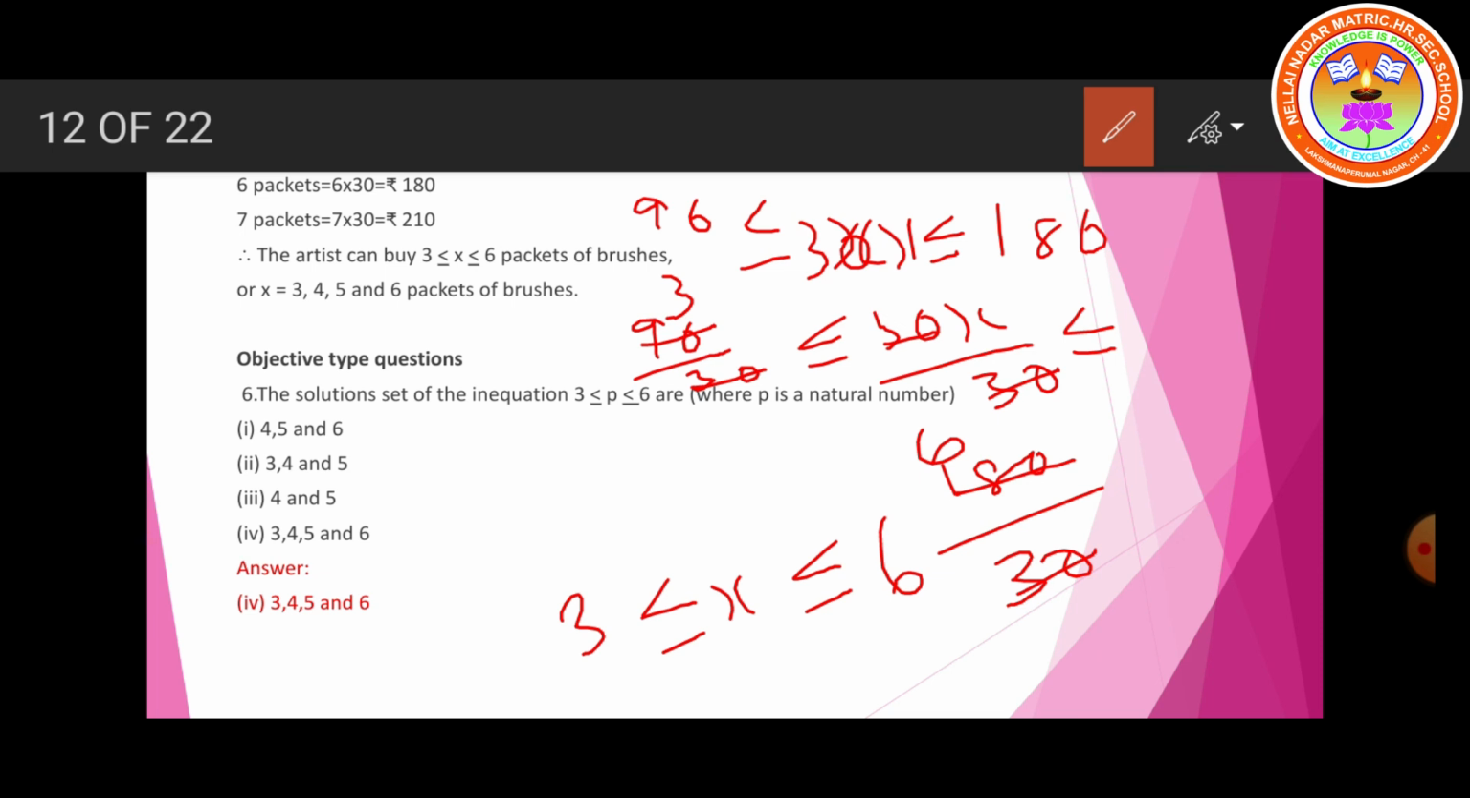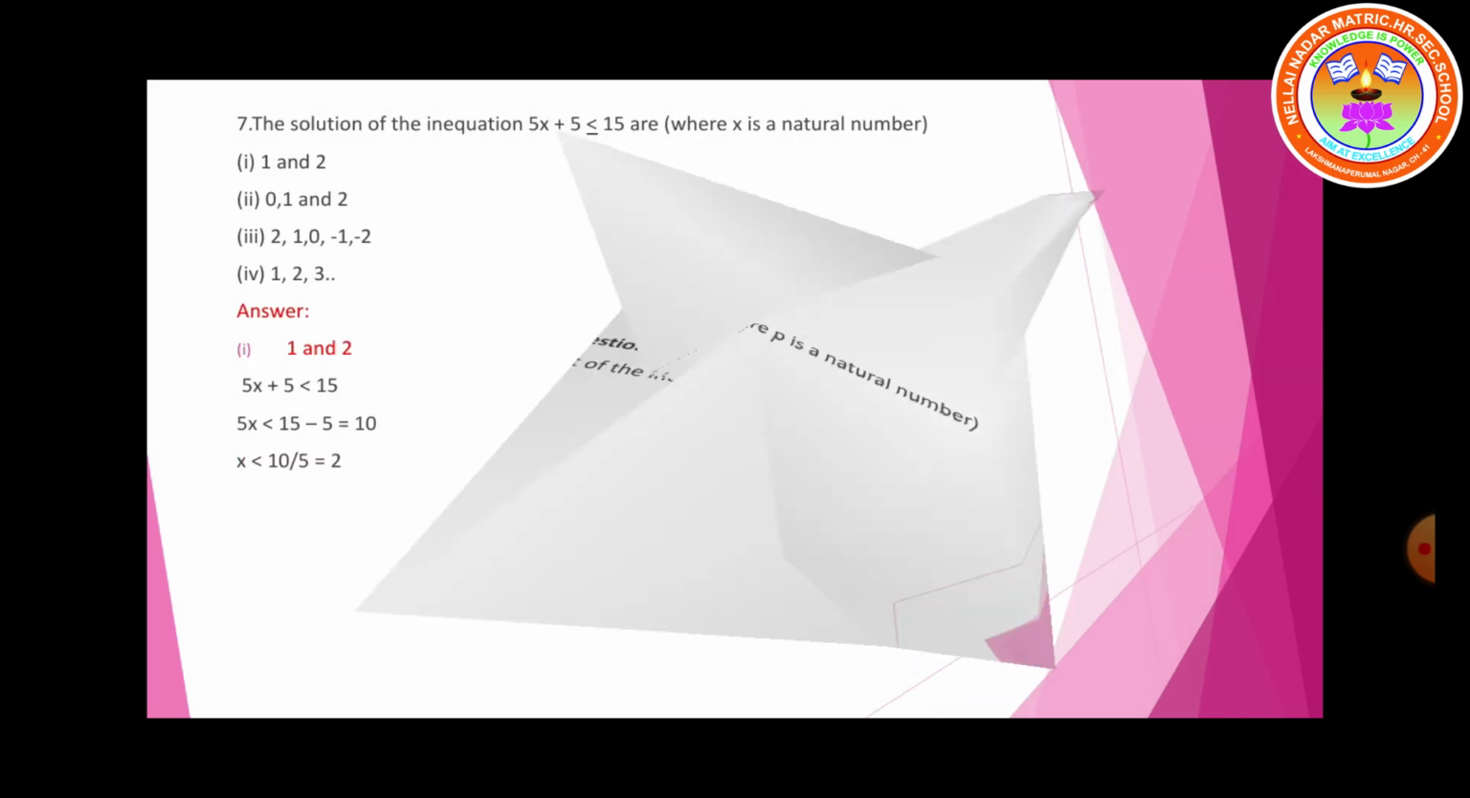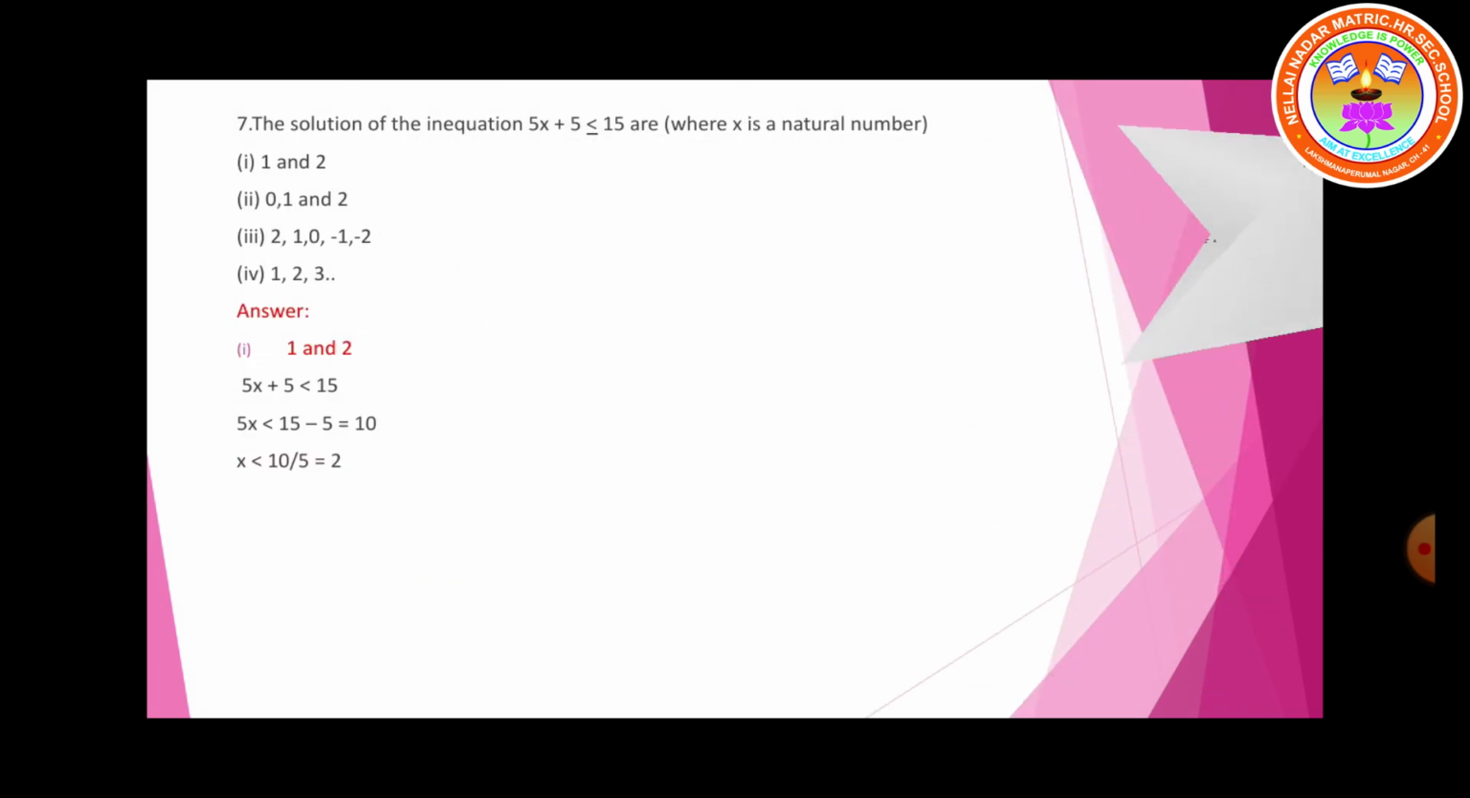Next, objective type questions. The solution set of the inequation 3 less than or equal to p less than or equal to 6, where p is a natural number. P is a natural number means what? Next one, the solution of the inequation 5x plus 5 less than or equal to 15, where x is a natural number. The answer is 1 and 2.